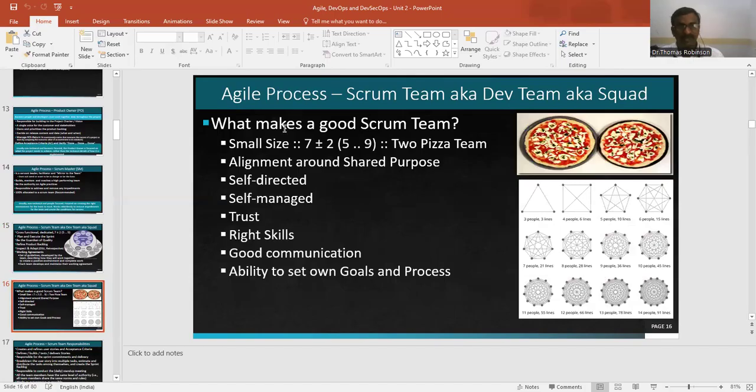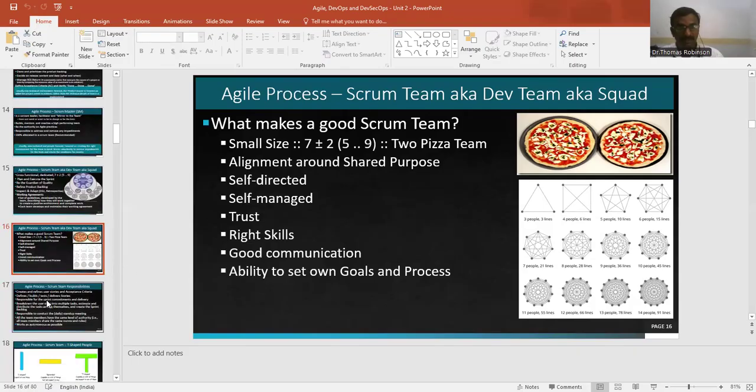The next one is again about the good Scrum team. Here also the team size should be 7 plus or minus 2, so 5 to 9. Alignment around a shared purpose, and being self-directed and self-managed. Then trust, then the right skills, meaning the skills of the people in the team should be right. Next is good communication between the team and keeping a healthy environment between the team members, and the ability to set goals and process.